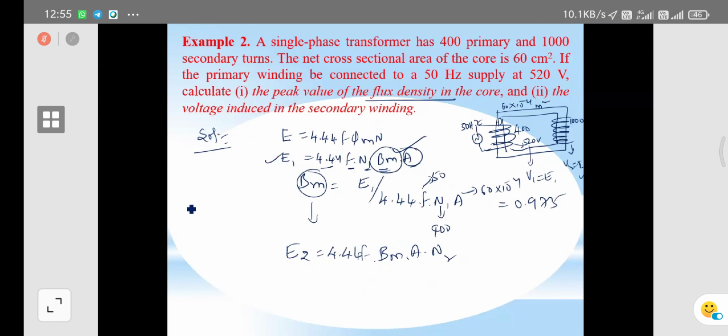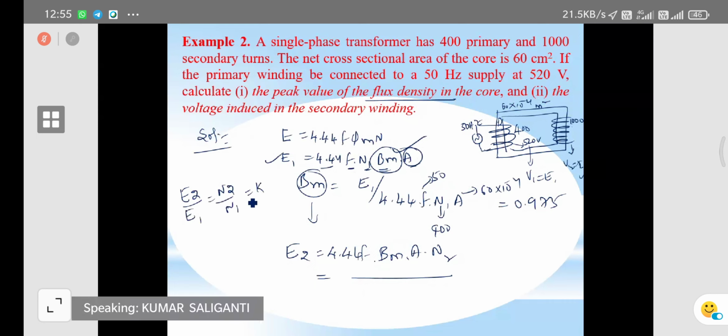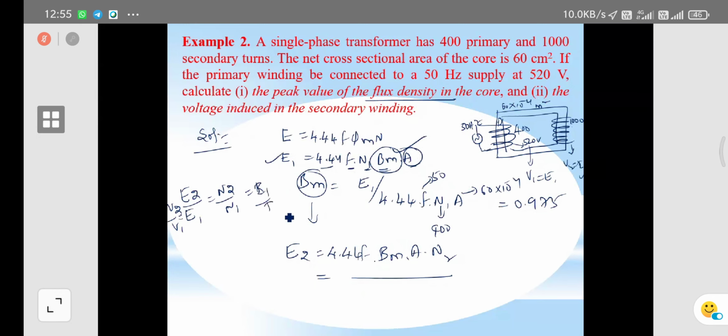Otherwise, according to the voltage transformation ratio, E2 by E1 equals N2 by N1 equals K, otherwise V2 by V1, and I1 by I2 equals K. This is the voltage transformation. From this you can take the relation E2 by E1 equal to K. But how to get the K? The K equals N2 by N1.